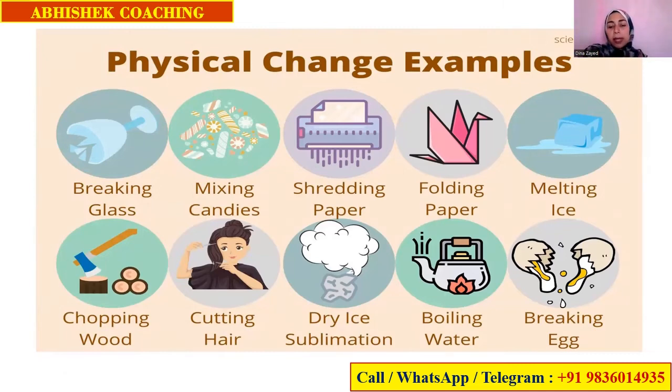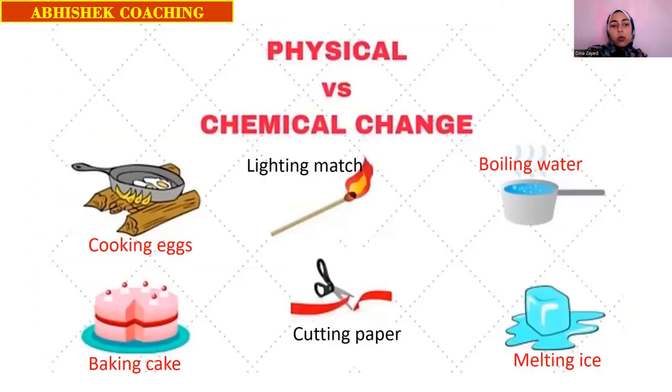Okay, but here we have two things. Let's see this. The cooking of the eggs. If you cook the egg, it will change in its structure. You cannot make it reversible an egg again. So is this a physical or chemical change? This is a chemical change.